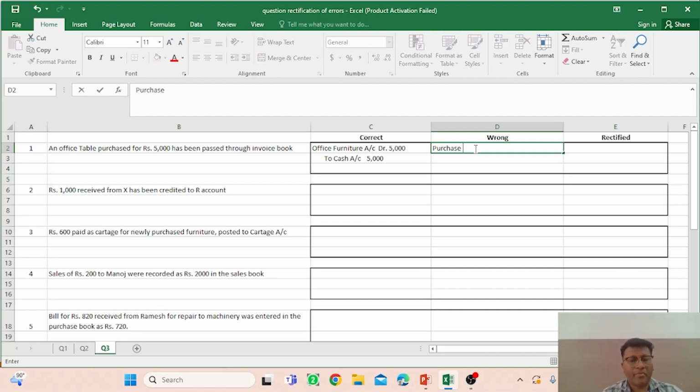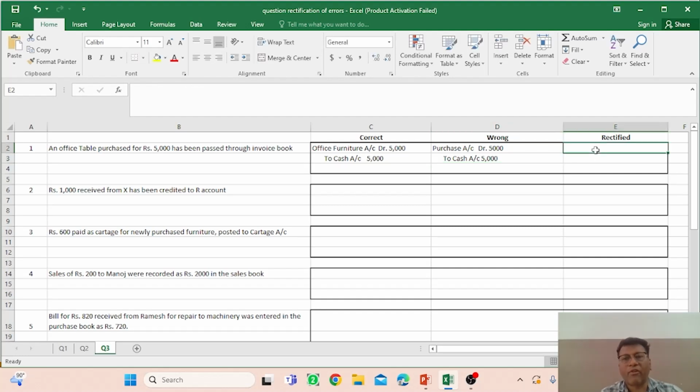Purchase account debit to cash account, and the amount was written 5,000. There was no error in the amount, so the amount was written 5,000.